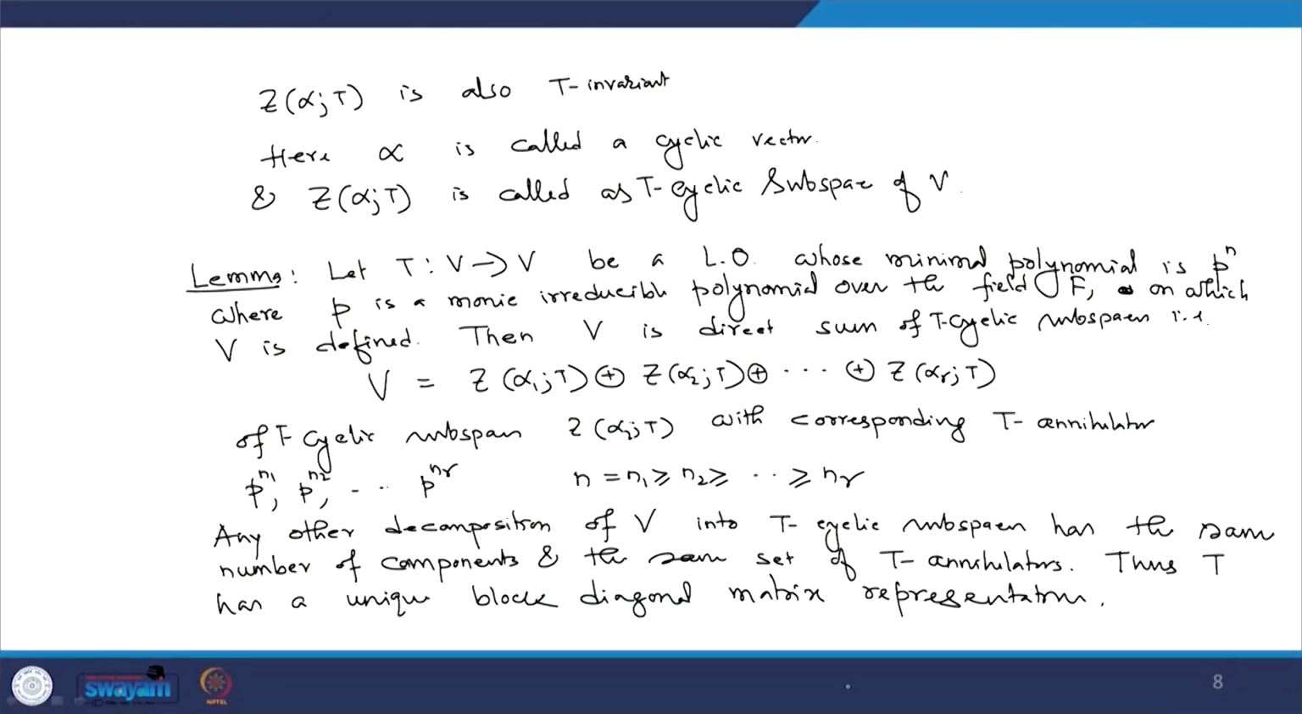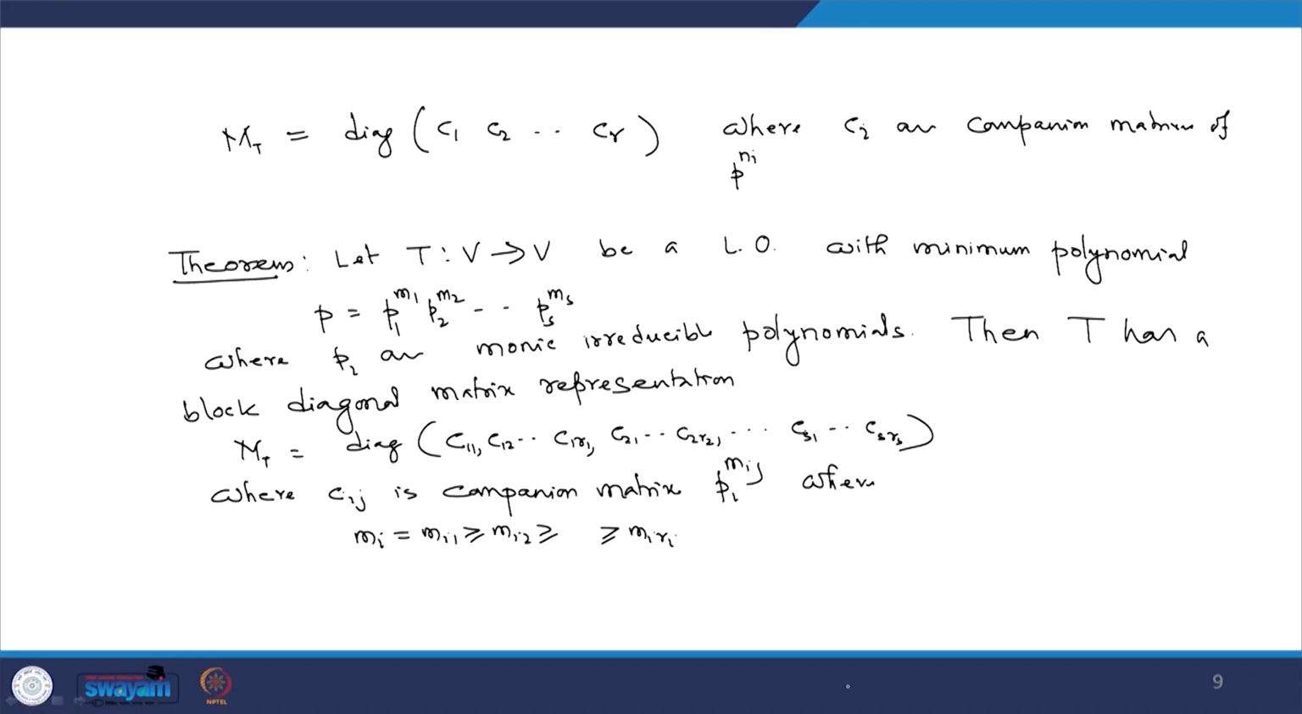Okay, so in the first case, when the minimal polynomial is only p to the power n, the block diagonal matrix representation will be M_T, which is basically a block diagonal matrix whose diagonal entries are C1, C2, ..., Cr, which are basically the companion matrices of p to the power n i. Already we have defined the meaning of the companion matrix of a polynomial. So, if the polynomial p is known, then p to the power n i will also be known, and based on that you can calculate the corresponding Ci.